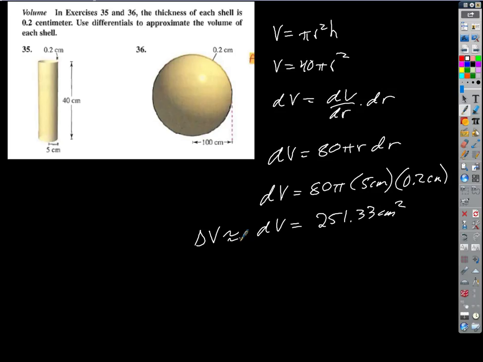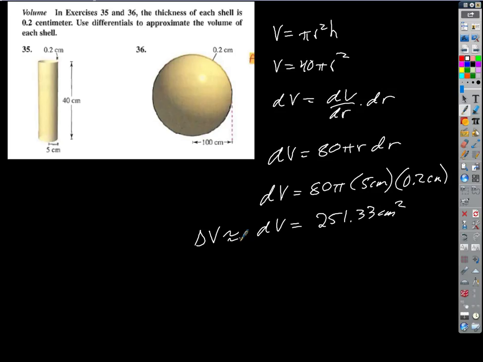Is that the exact volume? No, it's not. It's an approximation, but it's pretty darn close, right? How would we calculate the exact volume? Yeah, we take the volume of the whole thing, paint plus ice, minus the volume of the ice. It'd be slightly different, but not very much. Okay?